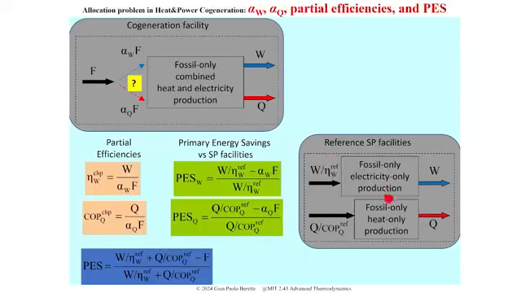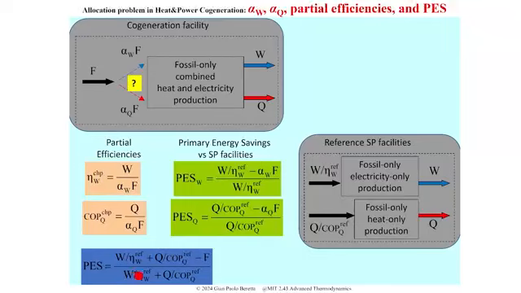So the question is, how do we compare this separate production scenario with a cogeneration facility? The reason is that we know, before we start, without any additional discussion, we can compute how much fuel we saved with respect to the separate production. That is called primary energy savings.